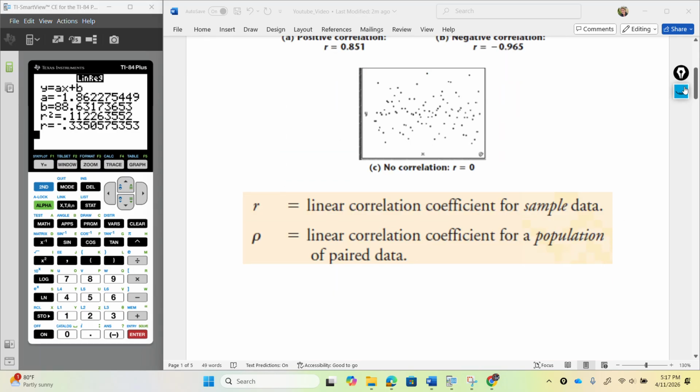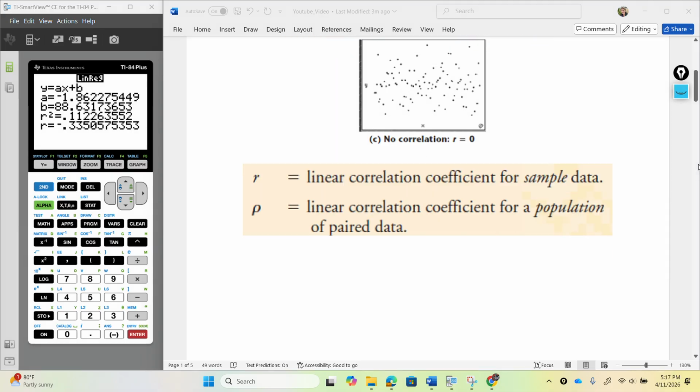R is what we use for our sample data. And that's not a P here, this is rho. Rho is going to be your linear correlation for your population, so for everything.